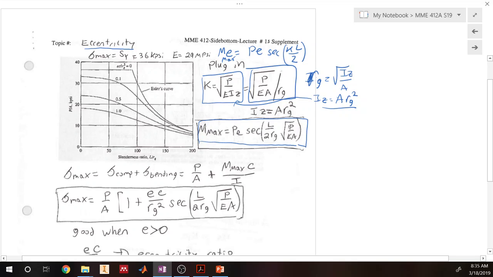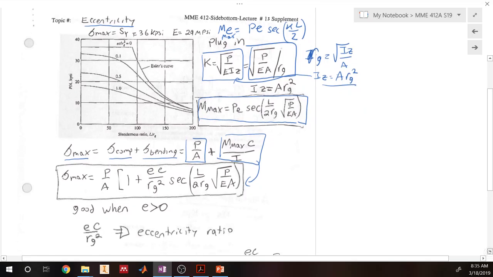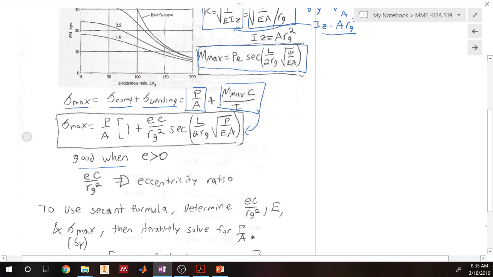And then to determine our maximum stress, we can say that will be equal to our compressive stress plus our bending stress. So our force over the area plus our Mc over I term. If we combine those two values, we get this equation here for our maximum stress. This is valid when the eccentricity is greater than 0. To determine how eccentric something is, we use this eccentricity ratio term, which is just equal to e times c over rg squared.